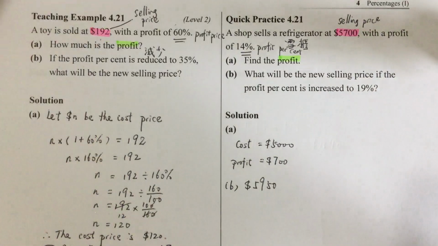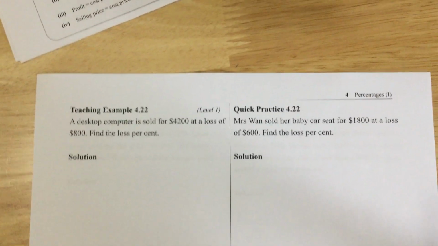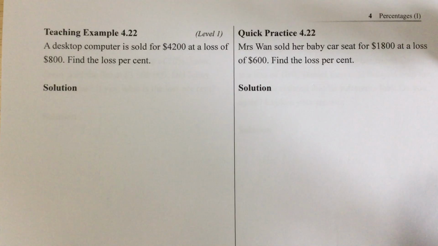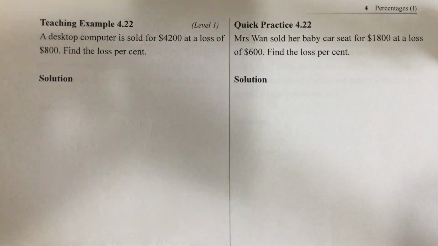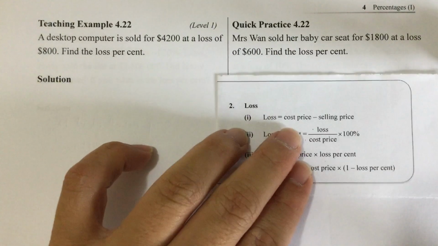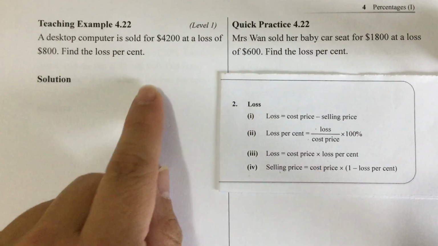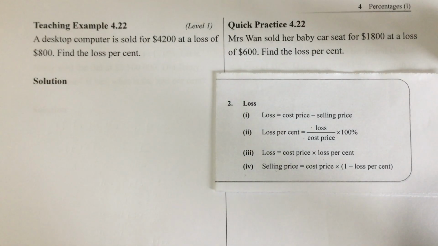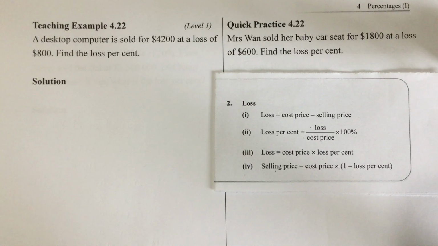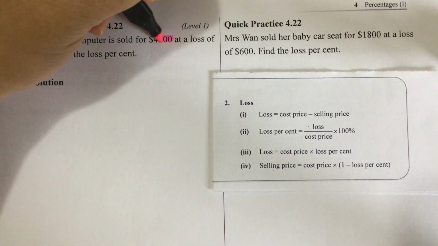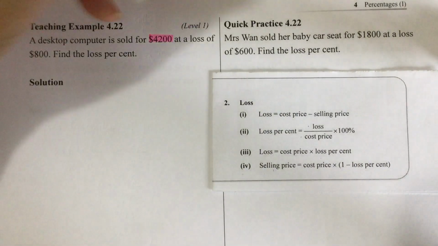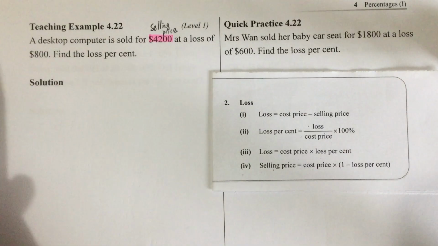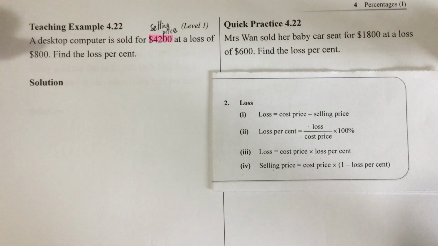Okay, now we will go to teaching example 4.22, and this time with the quick practice 4.22. Once again, this time we have the loss. So why don't we take out all the loss formulas? A desktop computer is sold for 4,200 at a loss of 800. Find the loss percent. So look at the question. This time I give you sold for 4,200, so we know that this one is the selling price. And a loss of 800. So this is a loss.